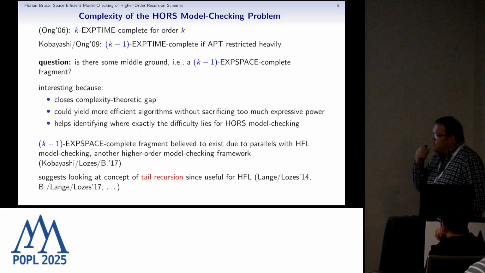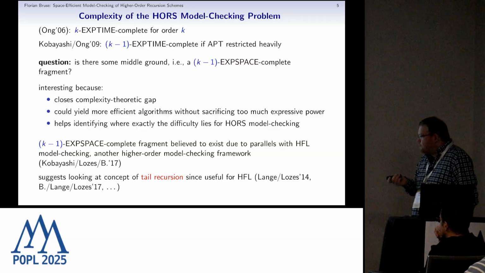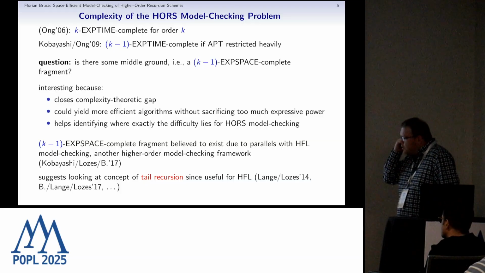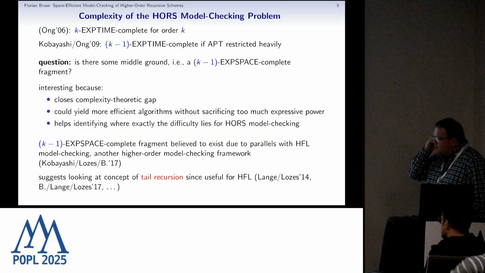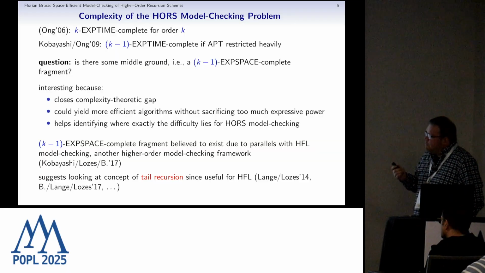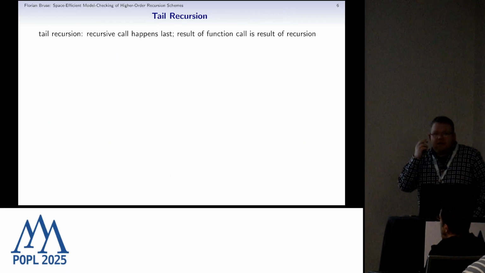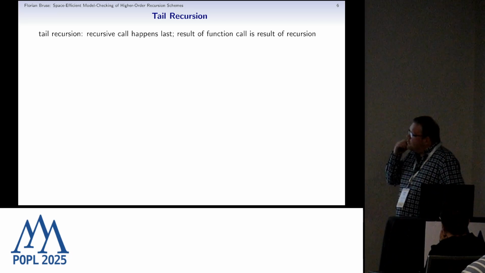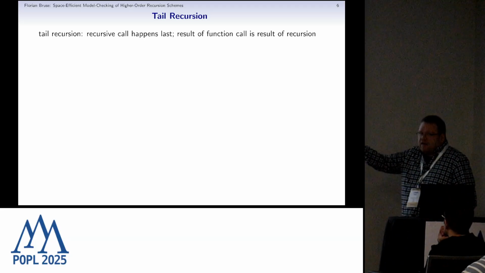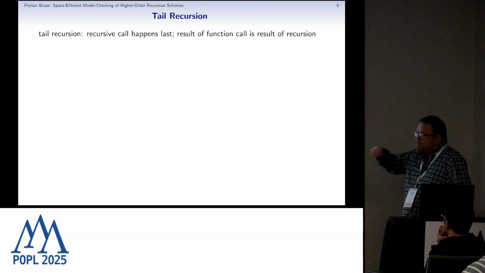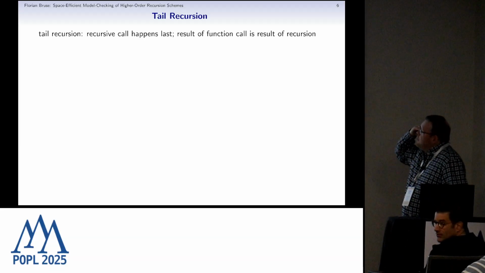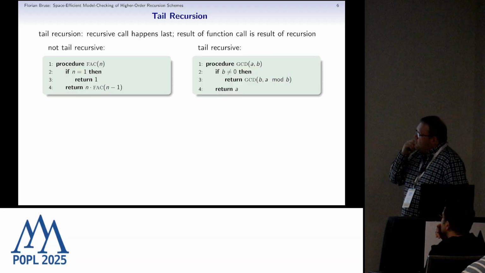So what can we do there? From what has been seen before, the idea of tail recursion would be very interesting to see here. I would assume you know what tail recursion is at a computer science conference, but let's look at it briefly. A recursive call is tail recursive if it's basically the last thing that happens, and the result of the function call in which the tail recursive call happens is the result of the tail recursive call. So here are two examples.